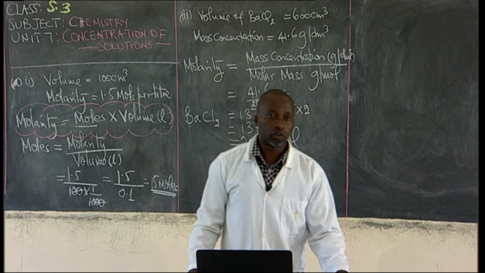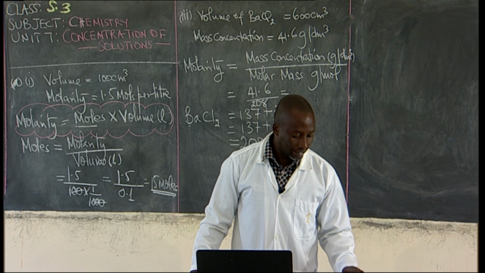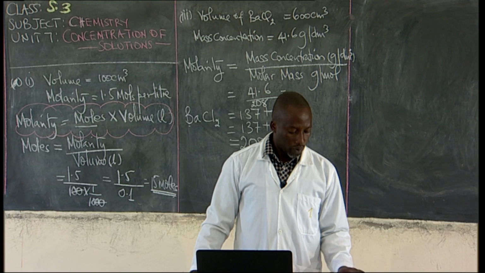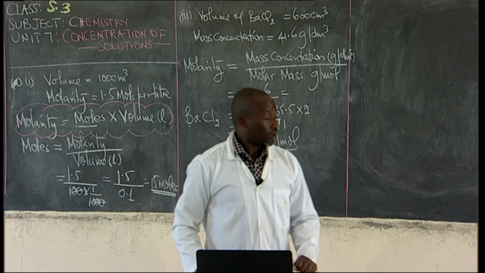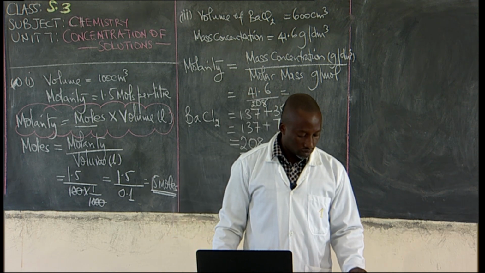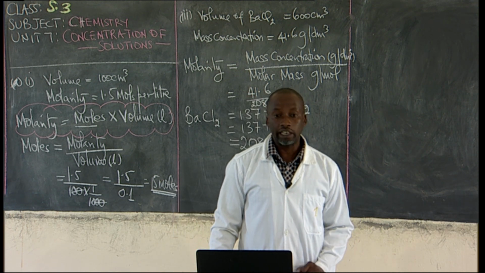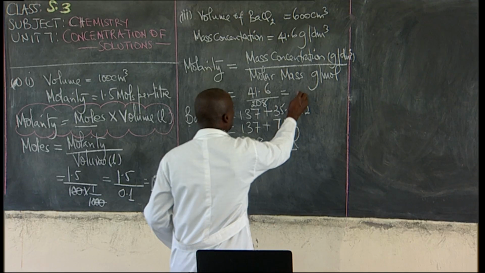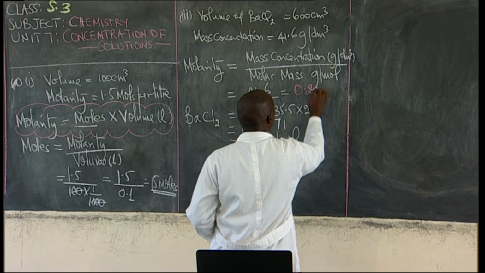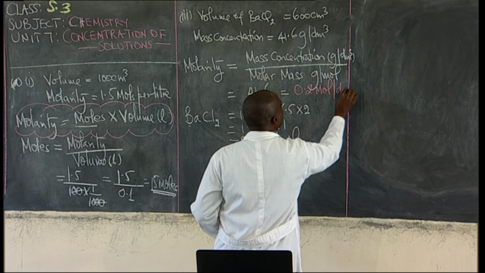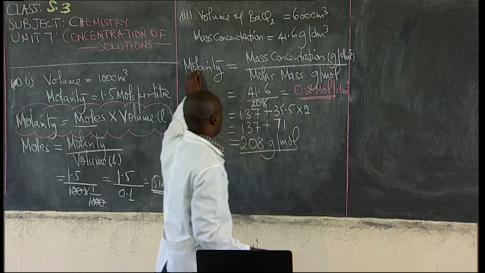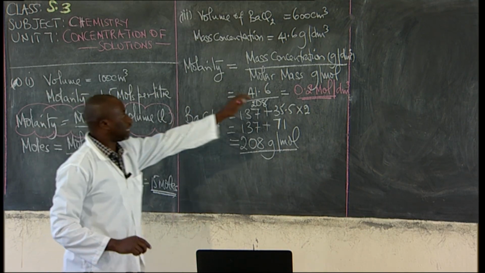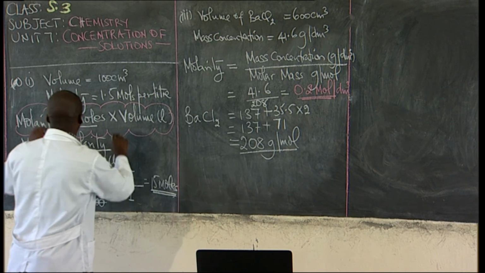Now when you compute that, what do you get? Still, I said you need the calculator very close to you so that you always follow along with me. So you have 41.6 divided by 208. You are getting 0.2. This is equivalent to 0.2 moles per decimeter cubed. This is the molarity. Why are we looking for the molarity? We need to use it, so after getting the molarity, we substitute in here.